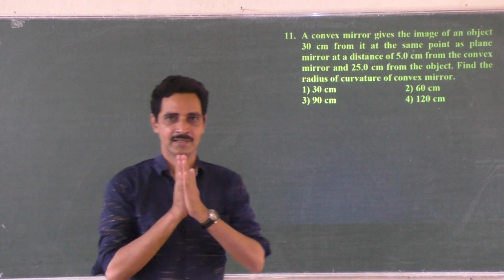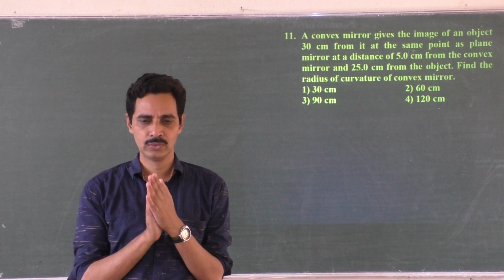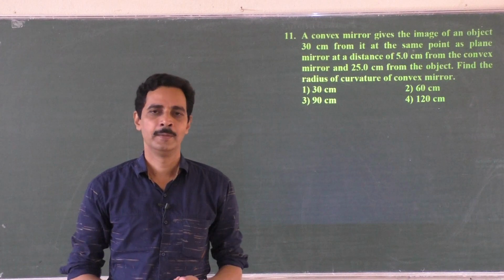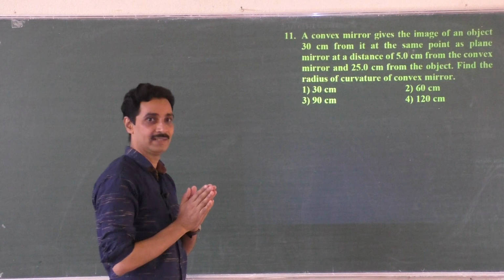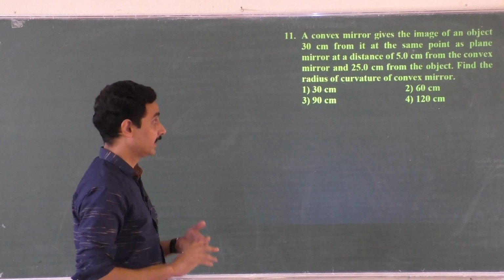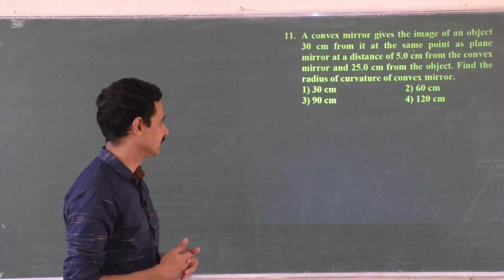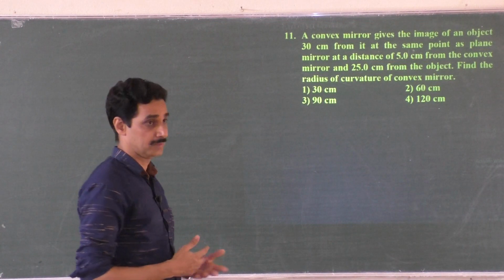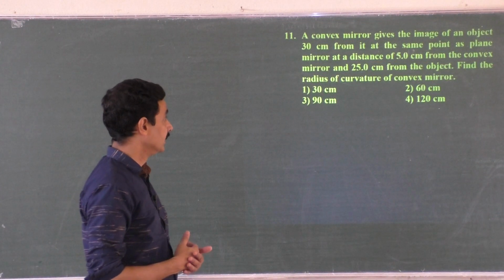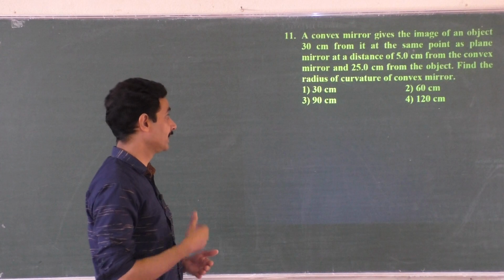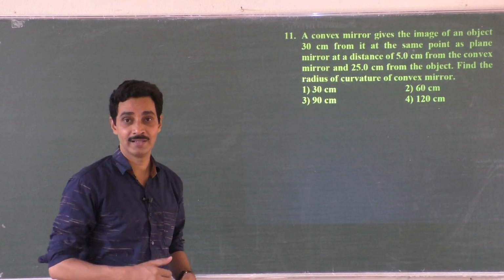Did you understand anything from the sentences? It's totally confusing sentences. You should be very calm while reading the problem. A convex mirror gives the image, right? A convex mirror first gives the image of an object. Where is the object? 30 centimeter from it. From it means from convex mirror, at the same point. So convex mirror gives the image of an object 30 centimeter from it, right? You have to read it like that.